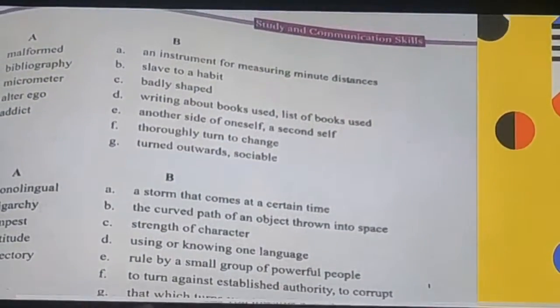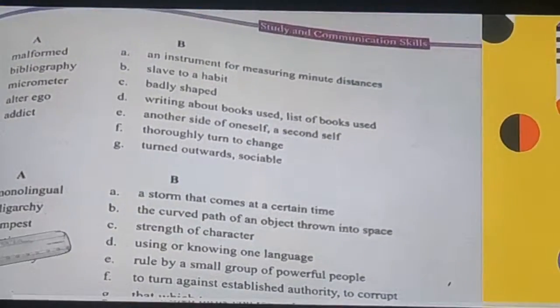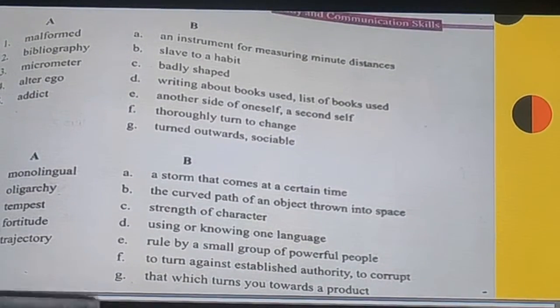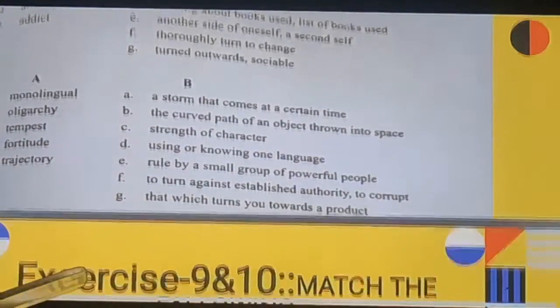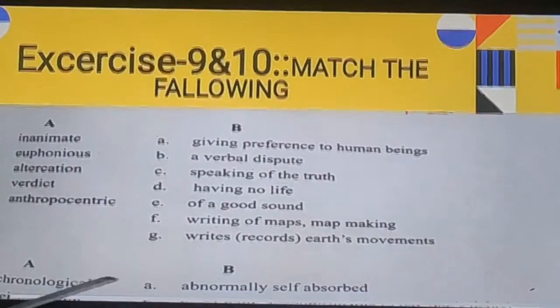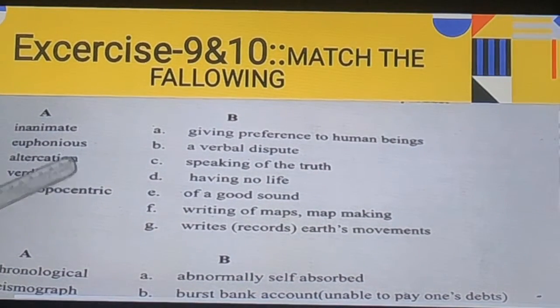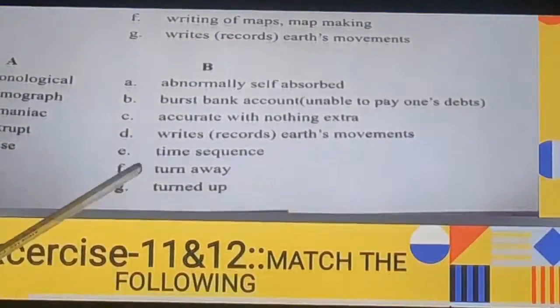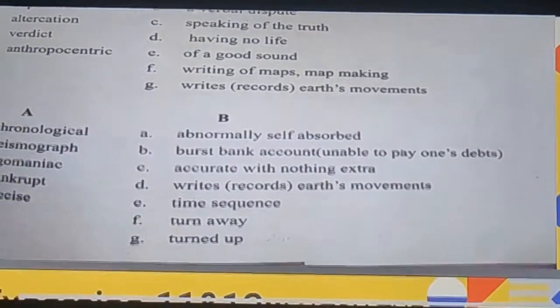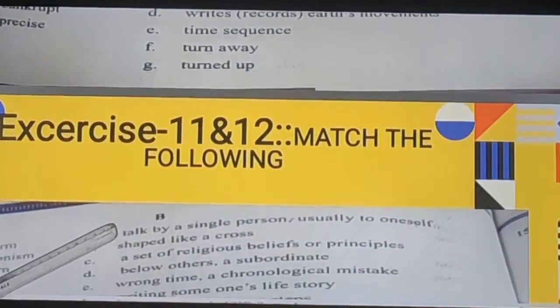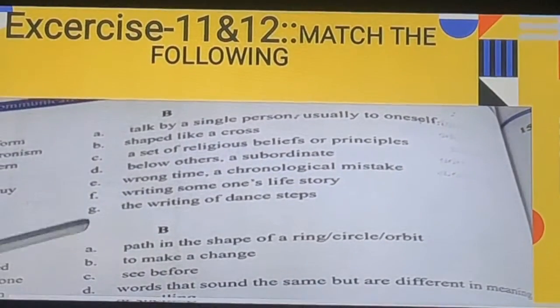These are also matchings. Overall 15 matchings have been given here. And down I will give the answers also. First you have to read and understand, and after you have to make them correct answers, and after you have to check whether it is right or wrong. Okay, these are also matchings. First read the root words, and after you have to match these words. These matchings also you have to do.